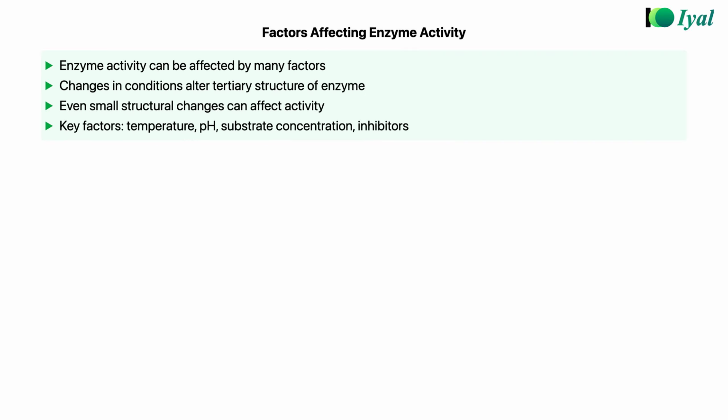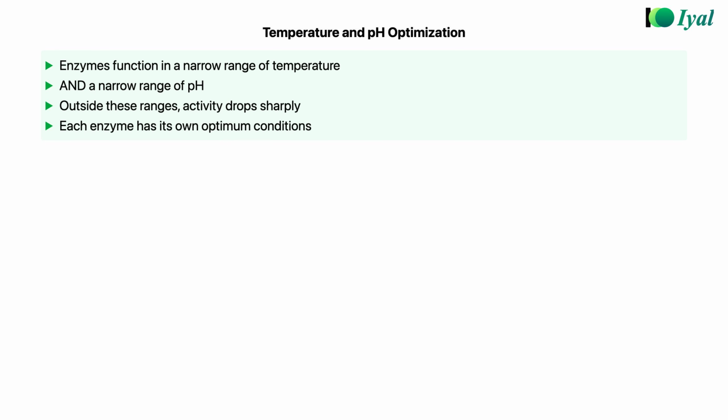Many things can affect how well an enzyme works. Any condition that changes the enzyme's tertiary structure, its 3D shape, can affect activity. A small change in shape can destroy the active site's function. Let's look at the main factors that affect enzyme activity. Enzymes don't work well everywhere. They work in narrow ranges of temperature and pH. Too cold, too hot, too acidic, too basic, and the enzyme's activity drops.